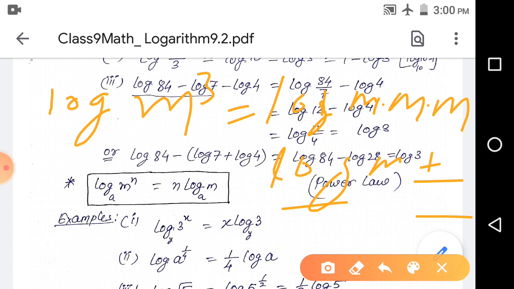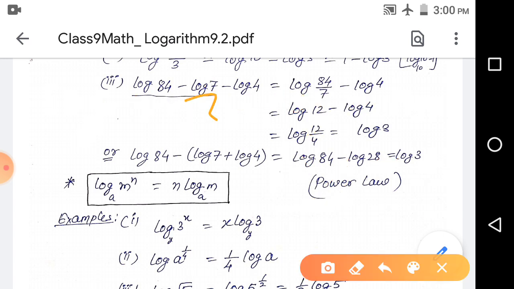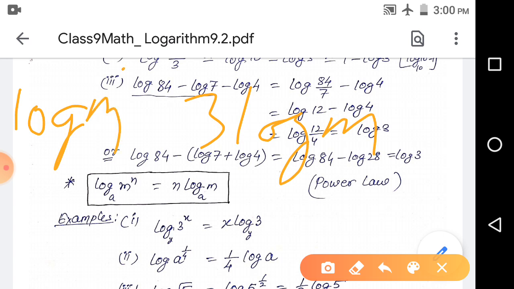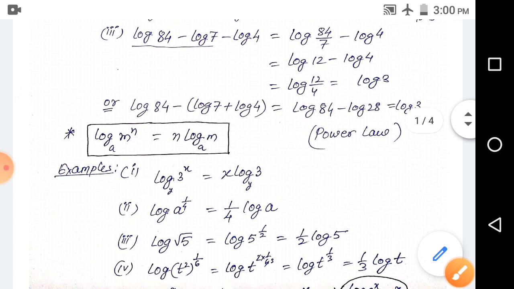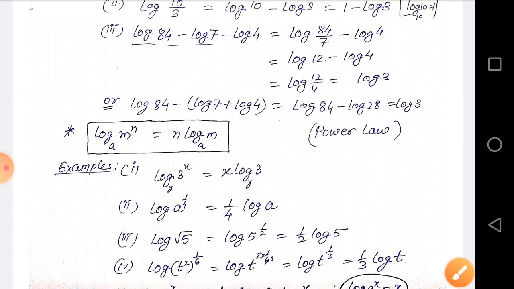If it is 3 times, then we can write 3 log m. But initially what we have? Log of m into m into m, that means log m cube. So here the n is 3, and this n is taken here as a multiple. So we have log base a of m to the power n is equal to n times log base a of m. Some of the examples present here are solved.